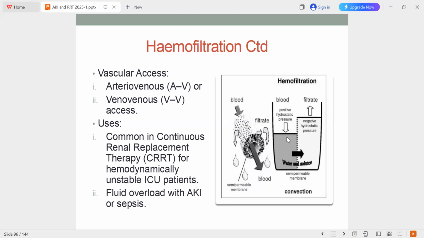Now, if you look at it, this is the blood. There's an application of positive hydrostatic pressure, which moves water and solute. Water is the solvent and moves solute with it, all right, into the dialysate, which forms the ultrafiltrate, which is later discarded.